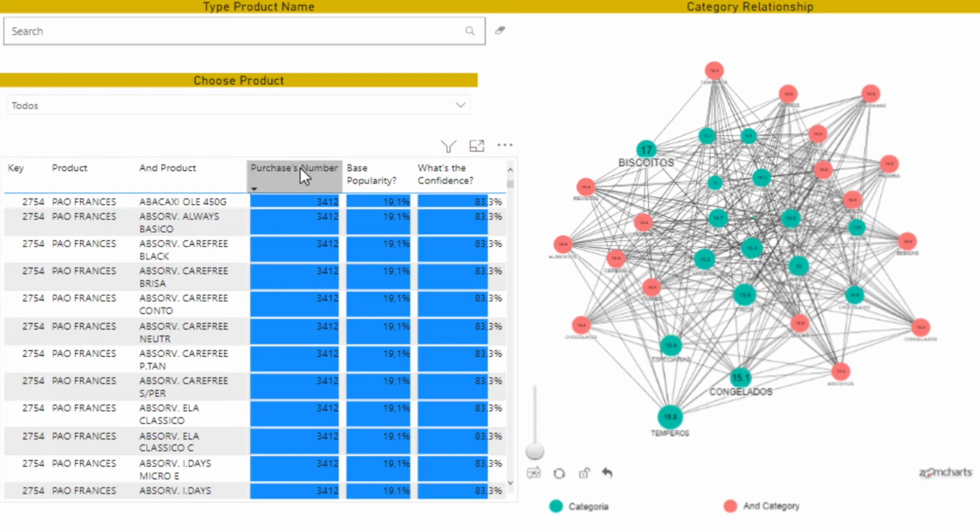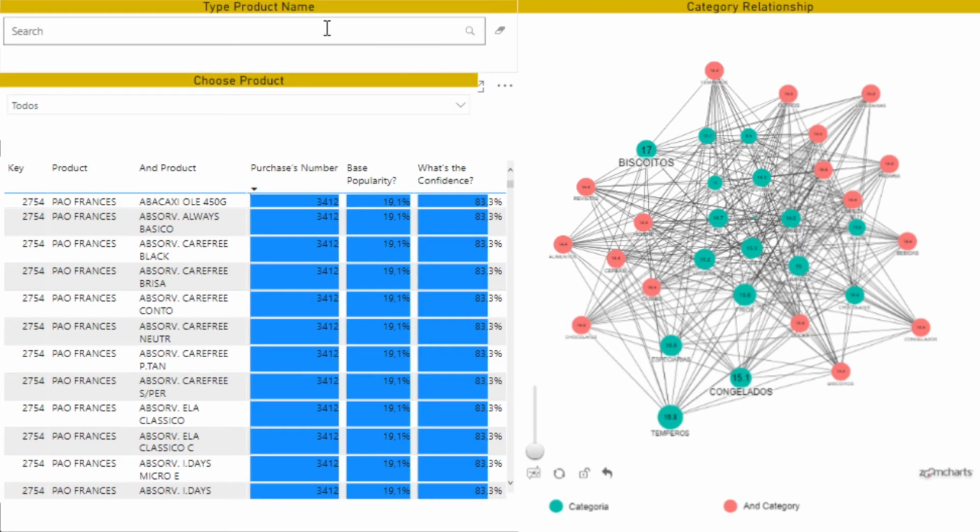Purchase number of these two products bought together, base popularity, and what is the confidence that these two products are bought together.